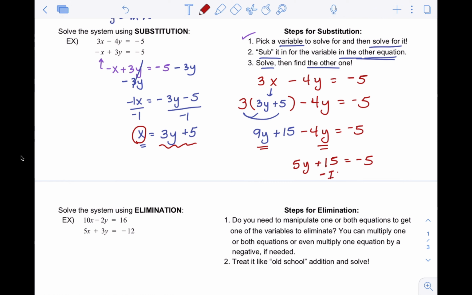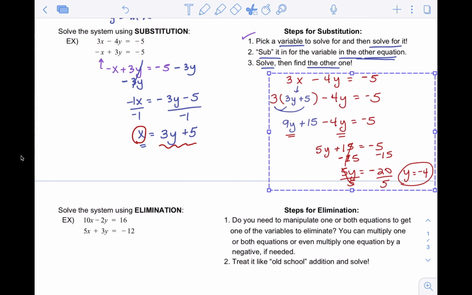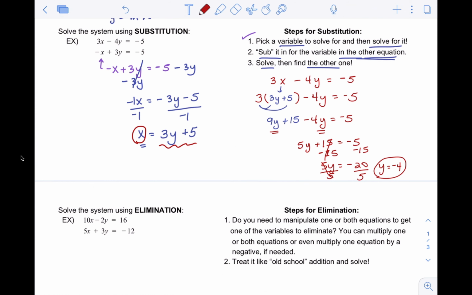So if we subtract 15, negative 5 minus 15 is negative 20. Divide by 5. We now know that y equals negative 4. This is fantastic, but this is only half of the answer. Because remember, your answer is an ordered pair. So you just found the y coordinate of the ordered pair.